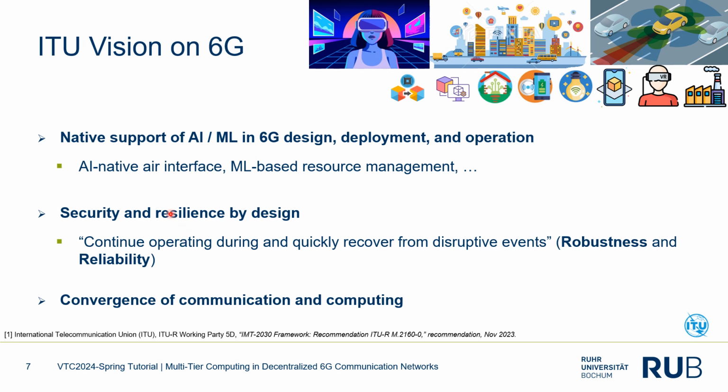Furthermore, 6G is expected to be secure and resilient by design. So it means it should be able to continue the operation during disruptive events and quickly recover from disruptive events. It means it has to be robust and reliable to events, whether they are natural or man-made.